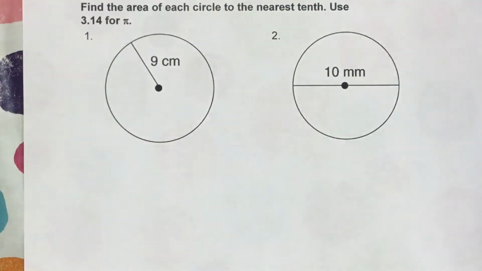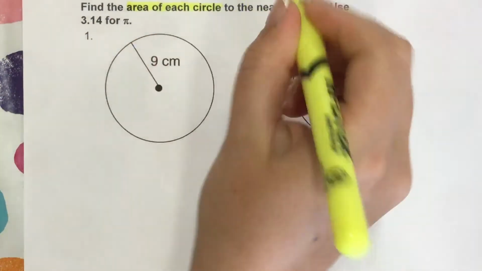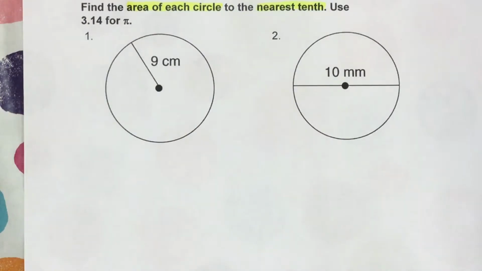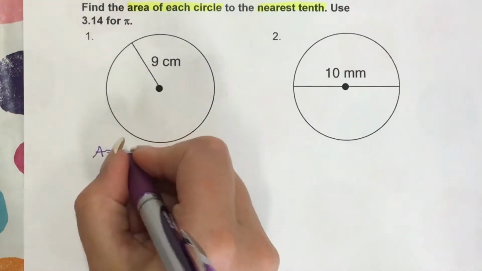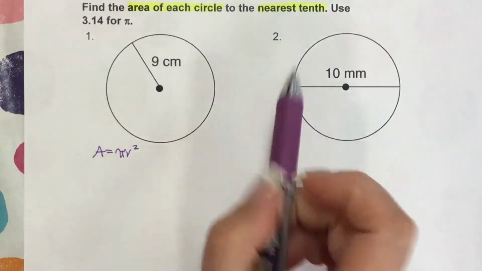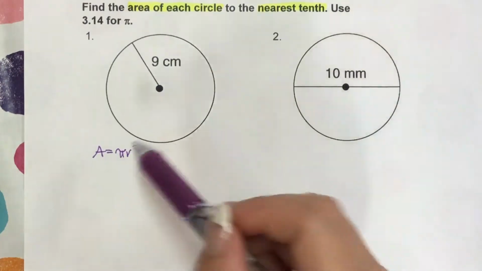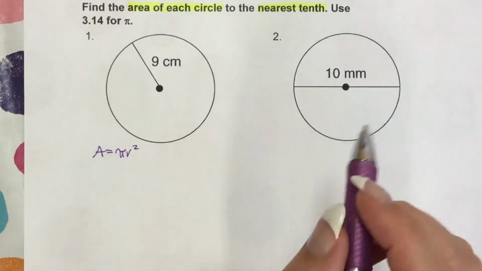Perfect. Okay, so the problem says find the area of each circle to the nearest tenth. So the area, that's what we're doing, to the nearest tenth. So when we see area of each circle, we know that we're dealing with the formula area equals pi r squared. Okay, so right when we see that area of the circle, boom, we can write that down. We know this is the formula to determine the area of the circle.